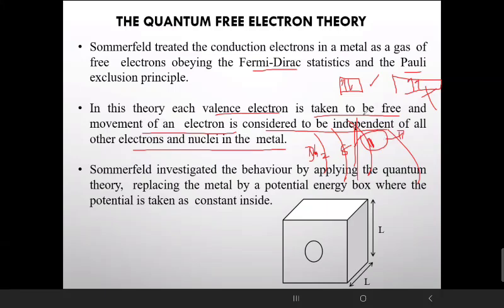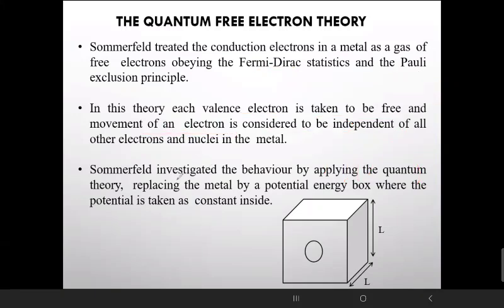So the valence electron is taken to be free and the movement of an electron is considered to be independent of all other electrons and nuclei. This movement is independent. So the potential energy of this electron is 0 and it has kinetic energy only. Sommerfeld investigated the behavior by applying the quantum theory, replacing the metal by a potential energy box where the potential is taken as a constant inside.